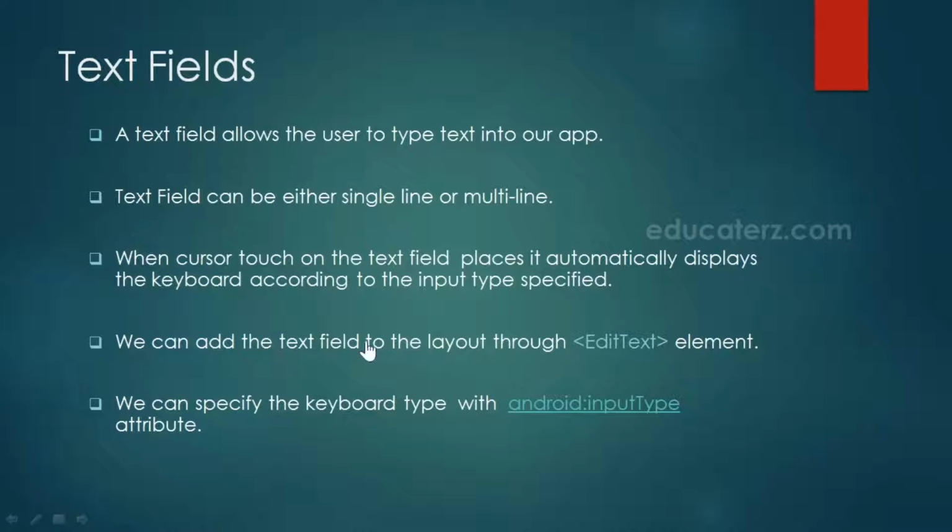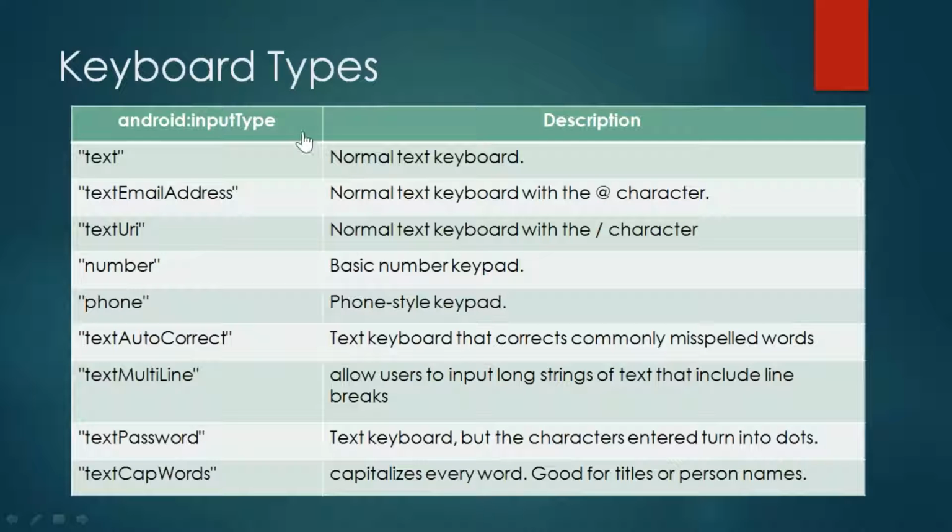And we can add the text field to the layout using the edit text element. Of course you can do it through Java coding also, but Android ships with many predefined UI elements. So here I'm going to use edit text, and I'm going to use the Android input type attribute on that text field to specify the keyboard types. If you observe here, these are the different Android input type values and their descriptions.